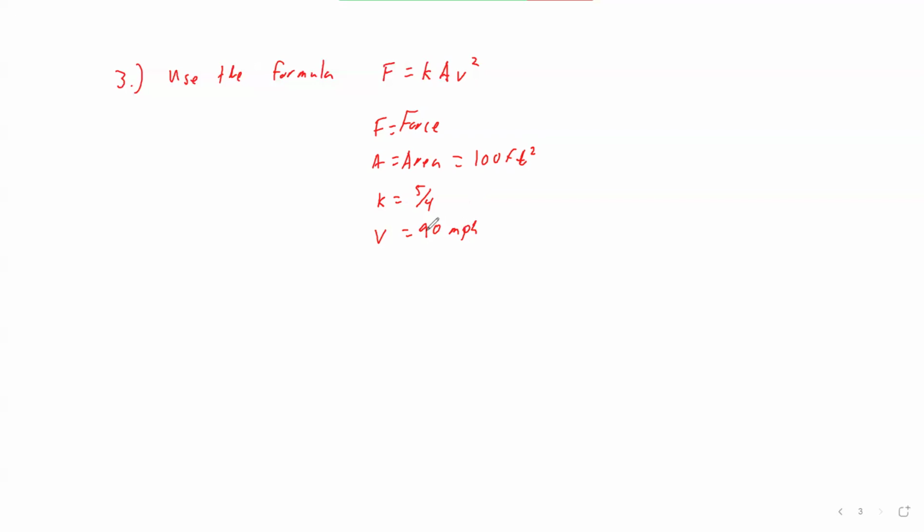So you don't have to worry about memorizing formulas. The key to these type of problems is, given the formula, plug in what you know, solve for what you don't. In this case, it's super nice because I'm asked to look for F, which is already solved for. So when I plug it all in, I'm really just doing the math. So F would equal my K, which is 5, times my area, which was 100, times V squared. My V was 90, so that would be 90 squared.